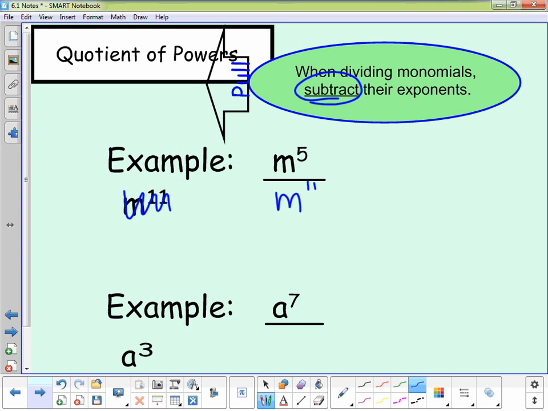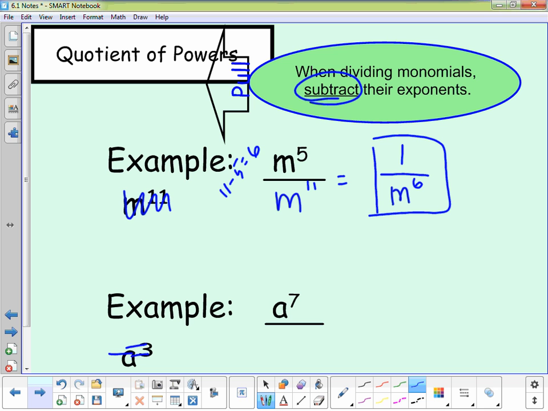So in our example, m to the 5th over m to the 11th, that is the same thing as we take 11 minus 5, which is equal to 6, but there's more on the bottom. Since m to the 11th is on the bottom, my extra 6 m's that are left over are going to be on the bottom. So this is going to be 1 over m to the 6th. Everything on top cancels out, and I'm left with m to the 6th on the bottom.